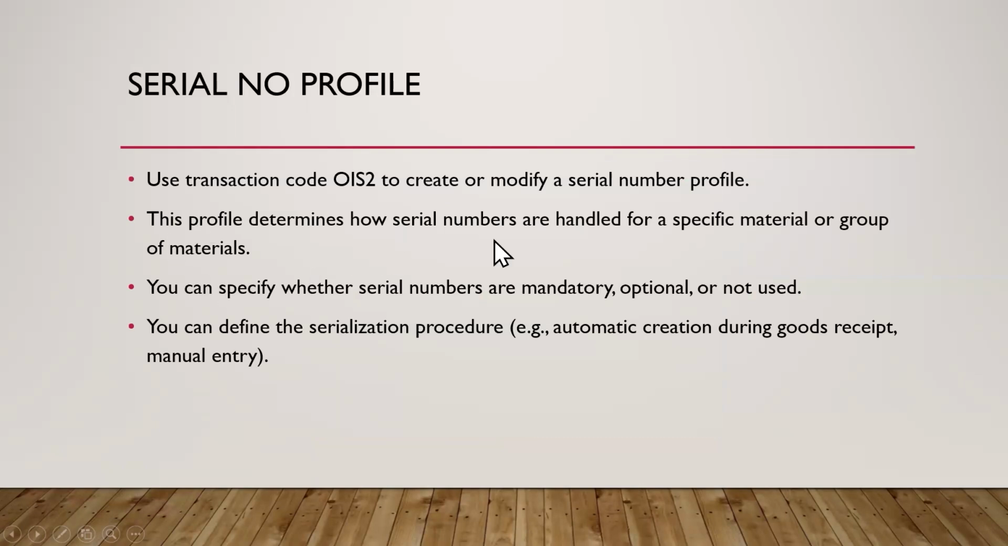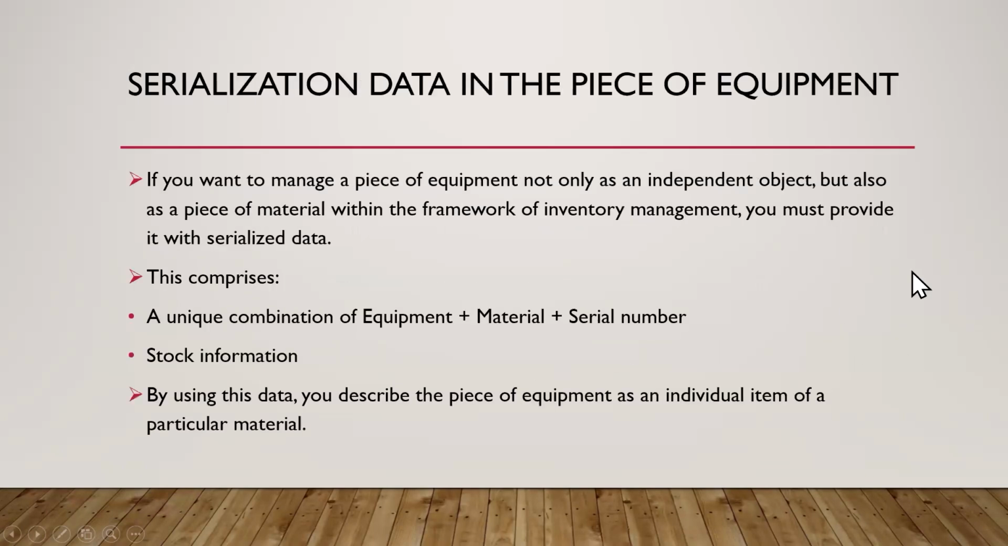This profile determines how serial numbers are handled for a specific material or group of materials. You can specify whether serial numbers are mandatory, optional, or not used. This we will see while creating this profile. This is in customizing. You can define the serialization procedure, for example automatic creation during goods receipt, or manual entry. All these are coming in the module. I will explain all those things.